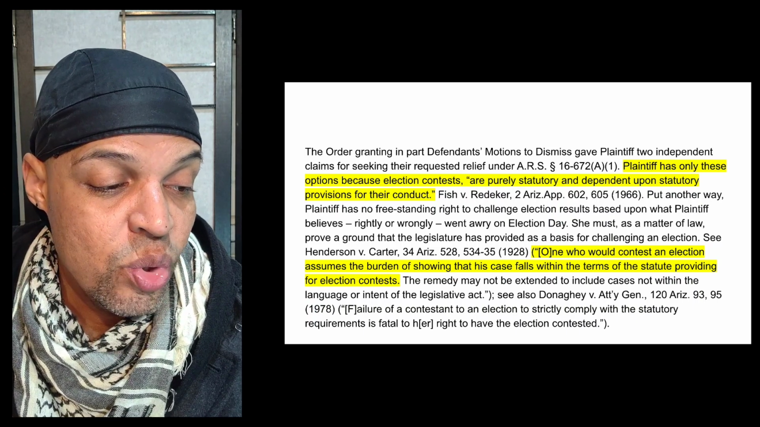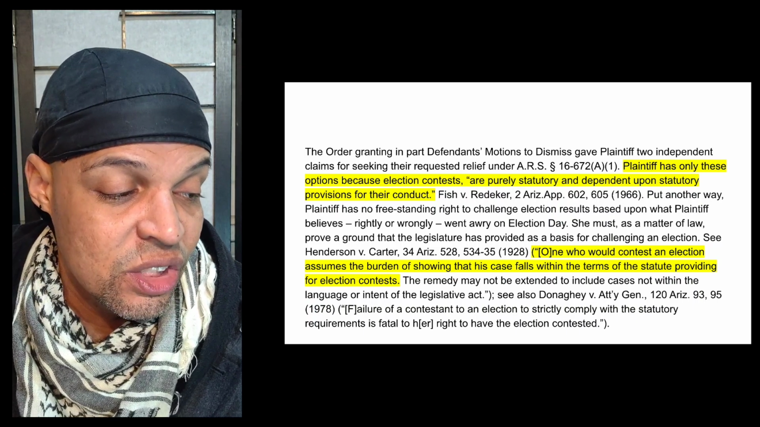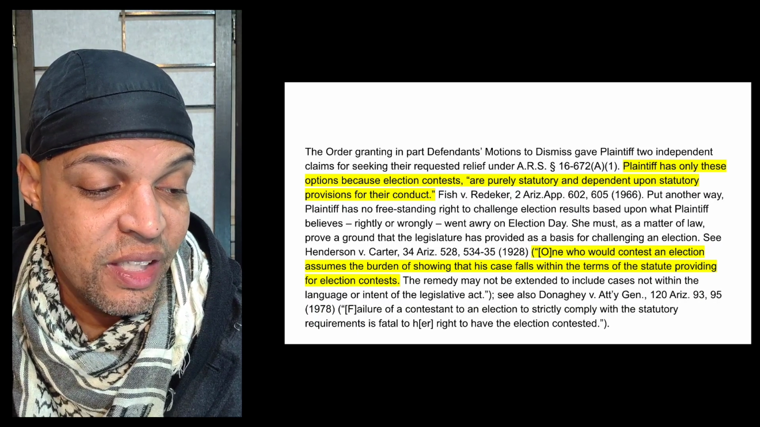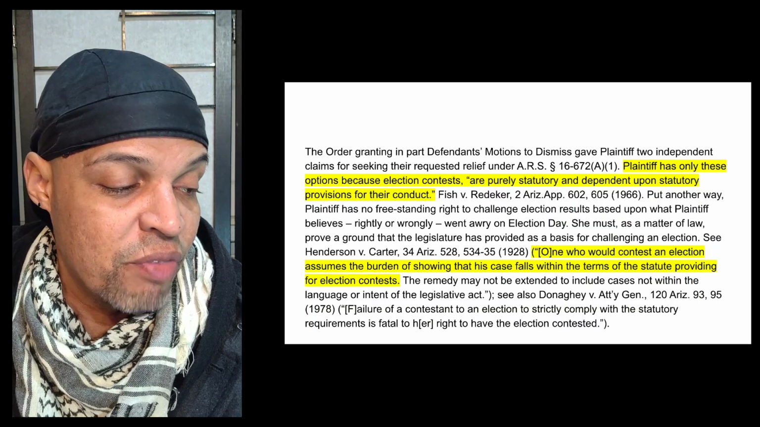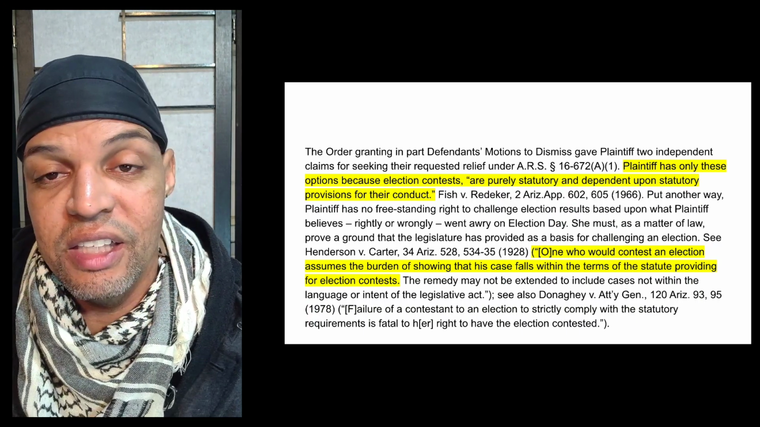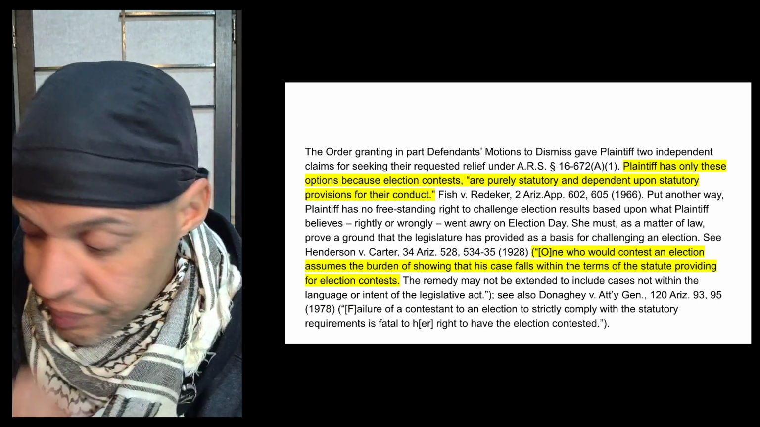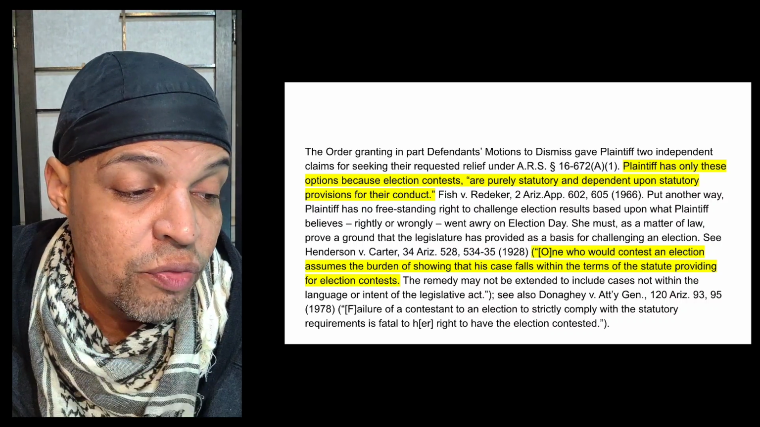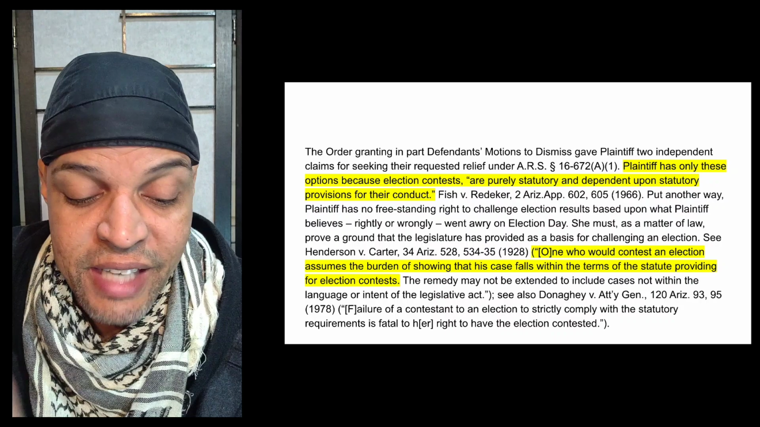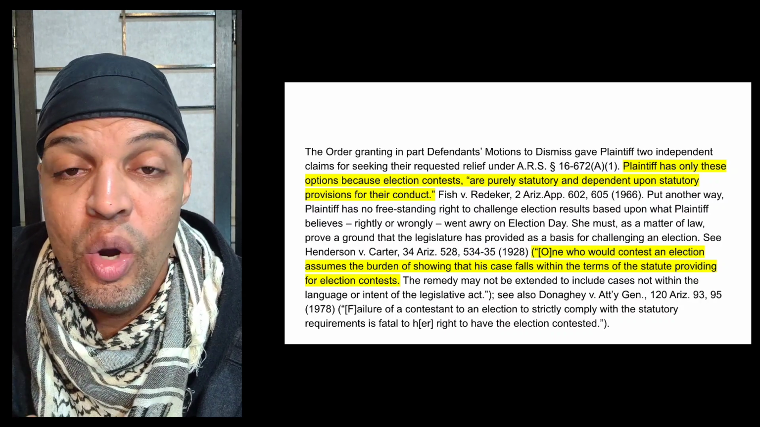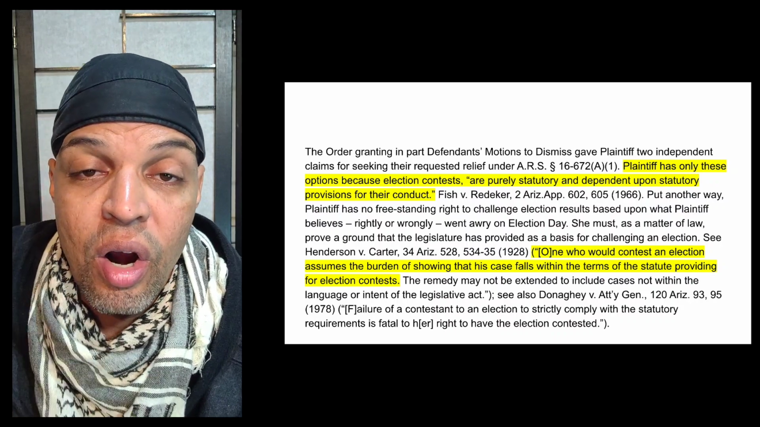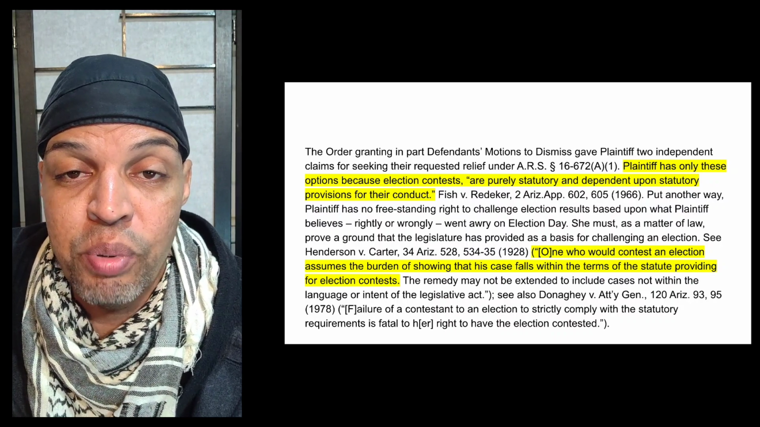It says, "One who would contest an election assumes the burden of showing that his case falls within the terms of the statute providing for election contest." Okay, I'm going to just pause right there. That's why we're always saying focus on administration, man. Don't focus on these other statutes, because the statutes are for our public servants. We don't care about that. As the people, we only care: are you administering the people's business properly?